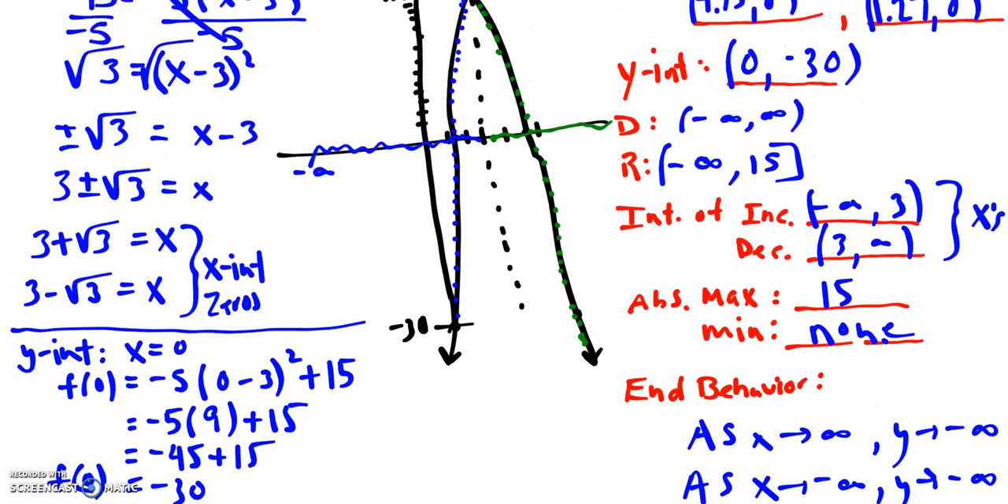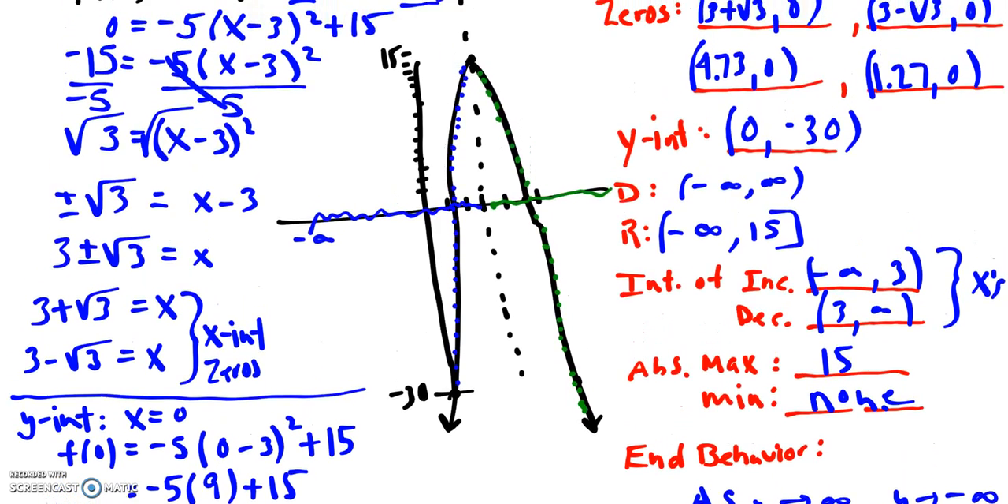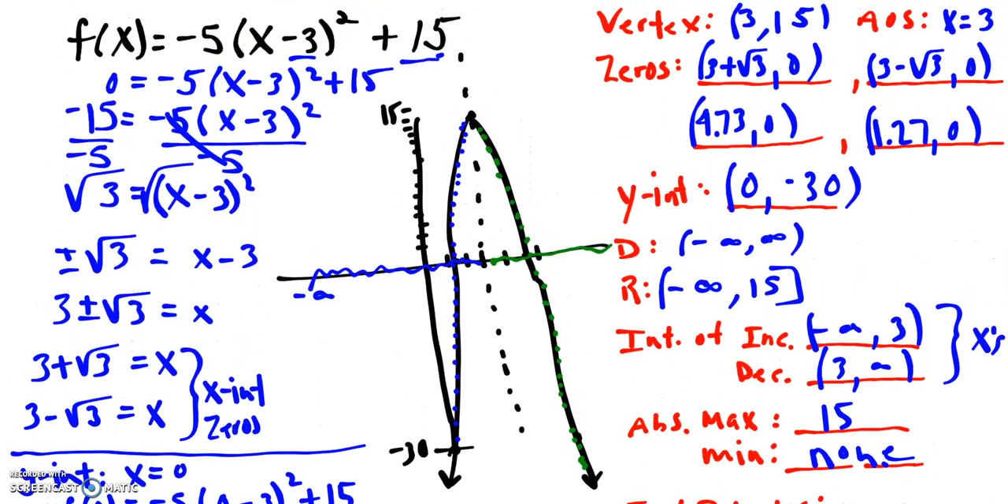So that should cover everything. End behavior, absolute max, absolute min, interval of increase, decrease, domain, range, y-intercept, zeros, vertex, and axis of symmetry, and also the 5 points on the graph. The zeros are here, the vertex is here, and then these are my 2 symmetric points. One is the y-intercept, and one is just that many units away from the axis of symmetry.